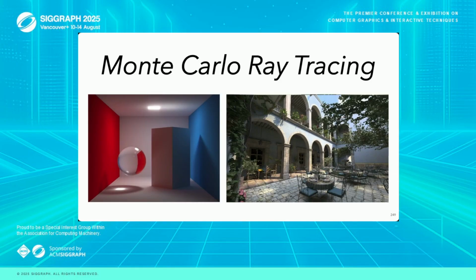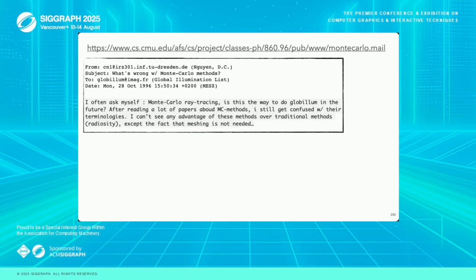I think it's also worth pointing out that there wasn't always consensus around the place of Monte Carlo methods in light transport. If we travel back in time and read emails from the 90s, we see that there was a lot of skepticism and doubt about whether Monte Carlo methods were worth pursuing in rendering. So for instance, one person on this thread comments that, "I can't see any advantages of these methods except that maybe meshing is not needed."